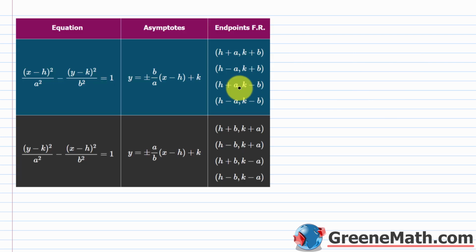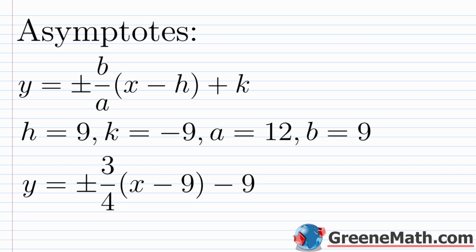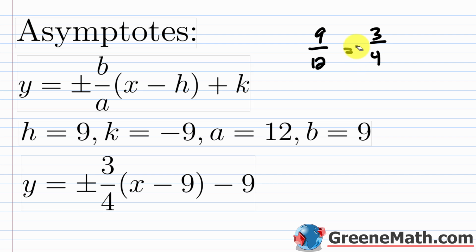With the asymptotes and then the endpoints of the fundamental rectangle, again, we're going to be using this top row right here. So the asymptotes, we have y equals plus or minus b over a times the quantity x minus h, plus k. So h is 9, k is -9, a is 12, and b is 9. So if we have b over a, that is 9 over 12. Divide this by 3, you get 3. Divide this by 3, you get 4. So that's going to simplify to 3/4.